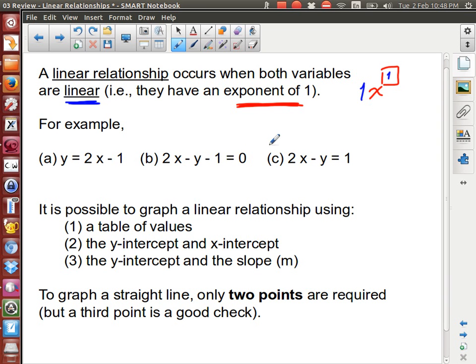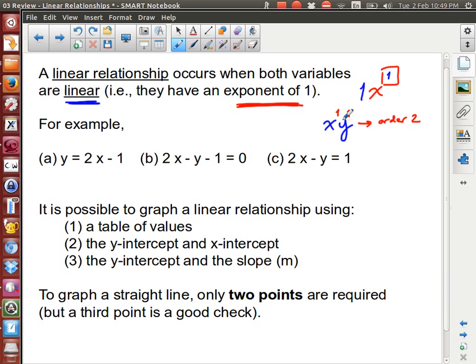Now, it's actually a little bit more subtle than that, and I realize I could do a better job of explaining that. What I should say is, it's not just when both variables are linear with an exponent of 1, it's when all terms have a maximum exponent of 1. And so, for example, if I had x multiplied by y, well, in this case, the x has an exponent of 1 and the y has an exponent of 1. So there's something that we call the order of a term. So this term is actually order 2.